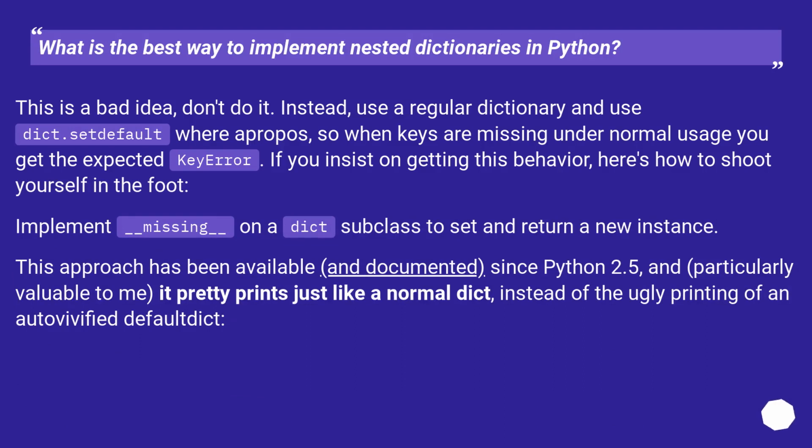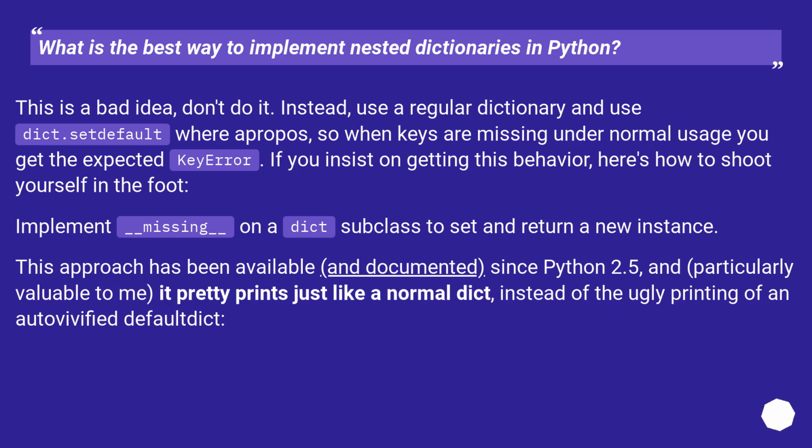What is the best way to implement nested dictionaries in Python? This is a bad idea, don't do it. Instead, use a regular dictionary and use dict.setdefault where appropriate, so when keys are missing under normal usage you get the expected key error. If you insist on getting this behavior, here's how to shoot yourself in the foot.